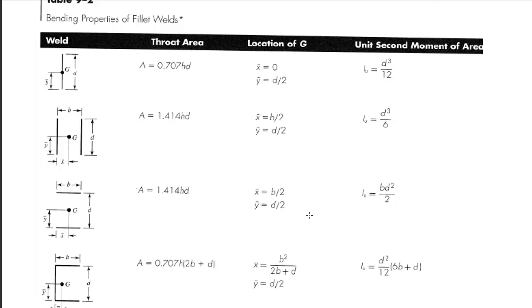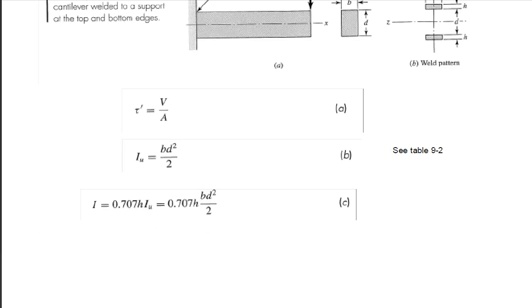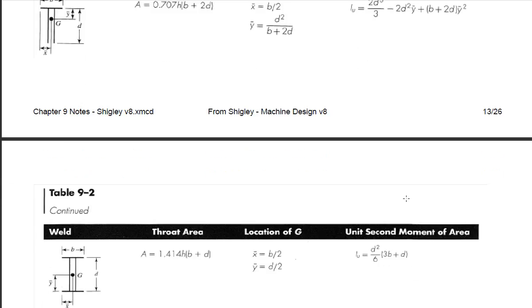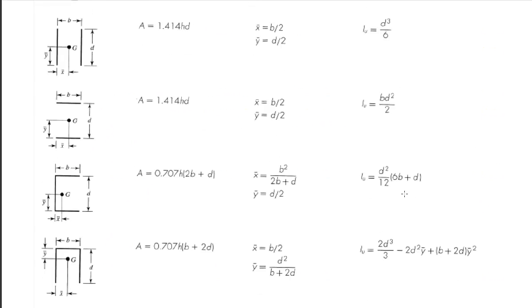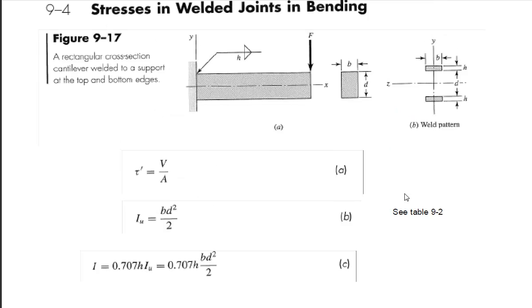Moment of inertia about the horizontal axis, BD squared over 2. They referred to that. These are unit second moments of inertia, so we have to multiply by the thickness through the throat, 0.707 H. Going back, the unit moment of inertia is BD squared over 2, and then the total moment of inertia is 0.707 H times that unit moment of inertia. Getting past that, they didn't really finish this one up.